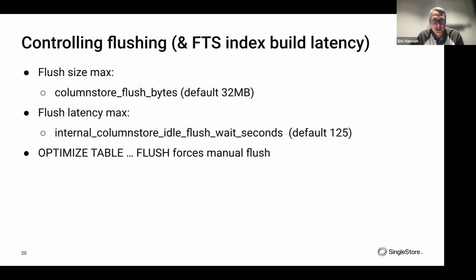To control flushing and full text index build latency, you can control the flush size maximum, which is called column store flush bytes. This defaults to 32 megabytes. And you can control the flush max latency with internal column store idle flush wait seconds. That's a variable that you can set. It defaults to 125 seconds, so just over 2 minutes. If you want to be able to search documents quickly, like in 5 seconds, you can crank that down to 5 seconds.